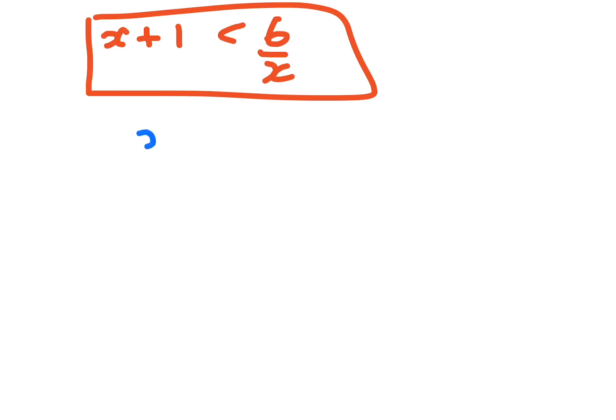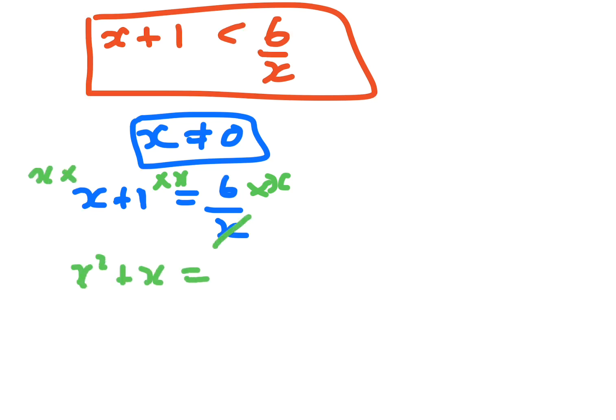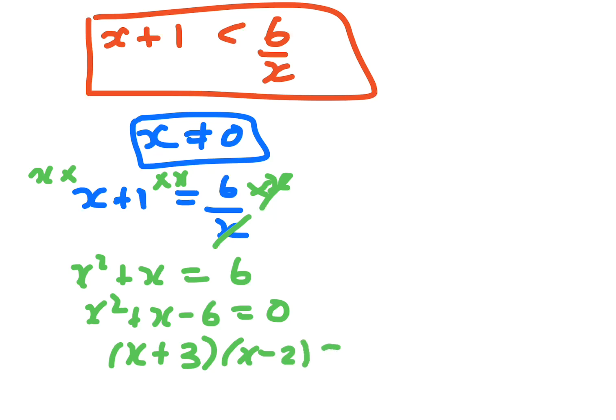Okay, so step 1 would be the denominator cannot equal 0. Step 2 would be to make x plus 1 over x equals 6. And then what you do is multiply everything by x, so you get x squared plus x equals 6. X squared plus x minus 6 equals 0. Factorise it, so you get (x plus 3)(x minus 2) equals 0. X is minus 3 and x is 2.